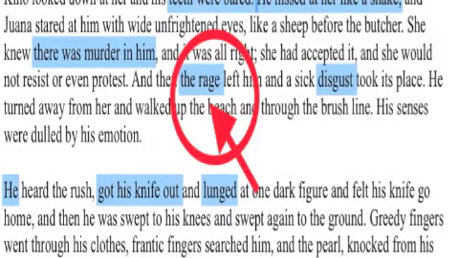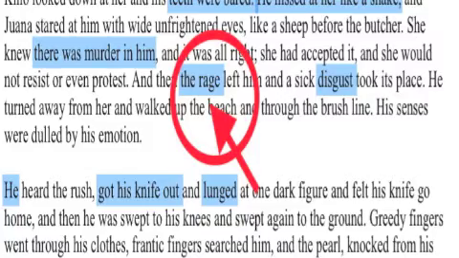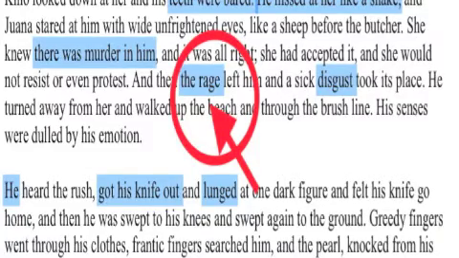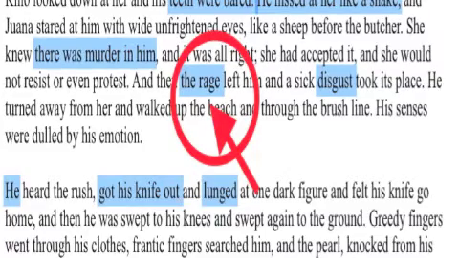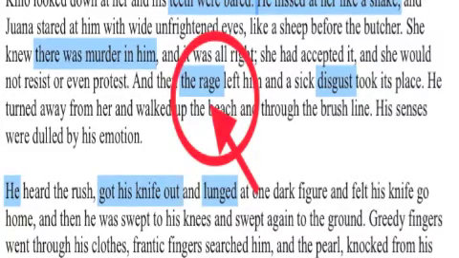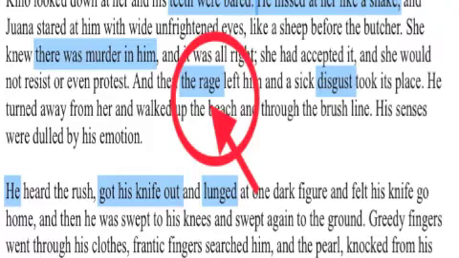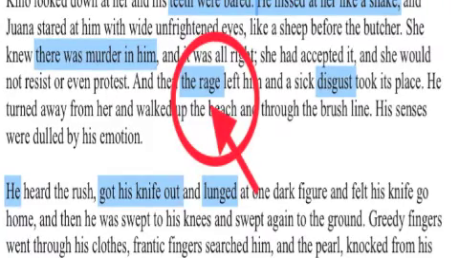How does Steinbeck justify this? Because now Steinbeck is even comparing Juana to being an animal. Her eyes were unfrightened like a sheep before the butcher. And is that how it makes it okay? And then this is the part that's like hot and cold.